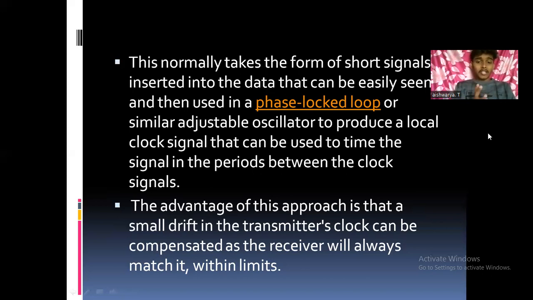We can easily insert it into the data so that it can be easily seen, and it is used in the phase locked loop, like a PLL or an adjustable oscillator, to produce a local clock signal that can be used to time the signal in the periods between the clock signals.